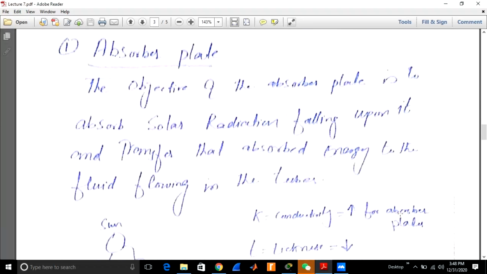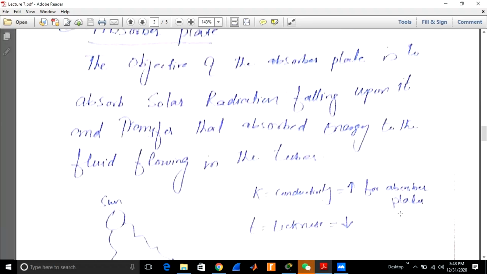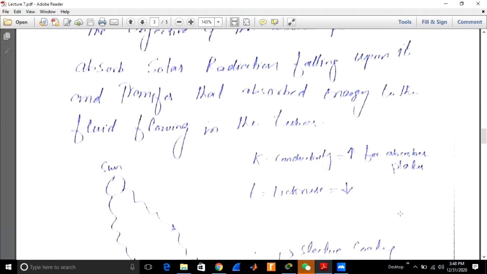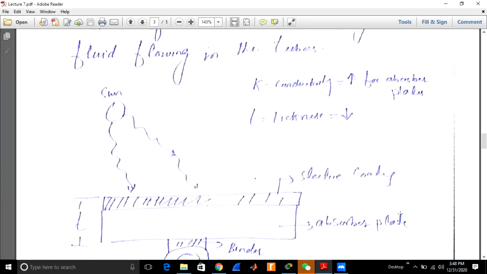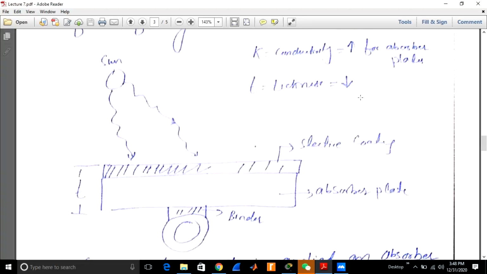In the absorber plate, the objective is to absorb the solar radiation falling upon it and transfer that absorbed energy to the fluid flowing in the tube. So K, the conductivity, is high for the absorber plate, and T is the thickness, which is smaller. Suppose this is the selective coating and this is the absorber plate, so this is the thickness. This thickness will be smaller, so that the energy that comes from the sun is given to the riser tube easily.